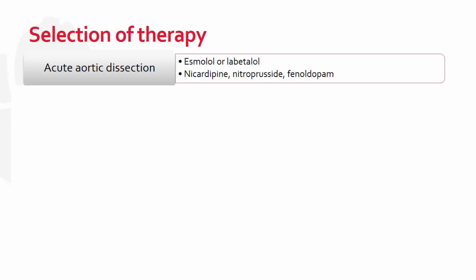We want to initiate beta blocker therapy first. That includes either the use of esmolol or labetalol. And the reason that we want to initiate beta blocker therapy first is that when we initiate other therapies such as nicardipine, nitroprusside, or diltiazem as our vasodilator, we can get a reflex tachycardia. So once the patient is initiated on esmolol or labetalol, if blood pressure control is still warranted, alternative therapies can be added.